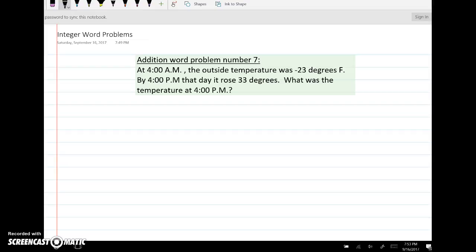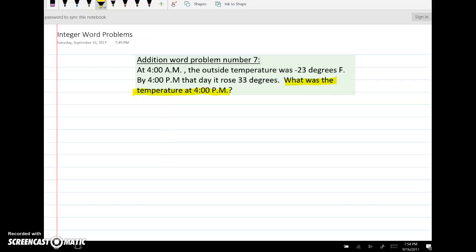At 4 a.m., the outside temperature was negative 23 degrees Fahrenheit. By 4 o'clock p.m. that day, it rose 33 degrees. What was the temperature at 4 p.m.? Now, we have a lot of numbers here, and we're talking about time, temperature, degrees. Let's see, what are we really wanting? What is our question? What do they want from us? So, the question is, what was the temperature at 4 p.m.?